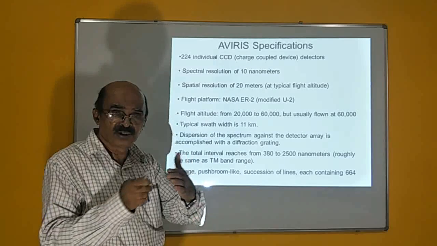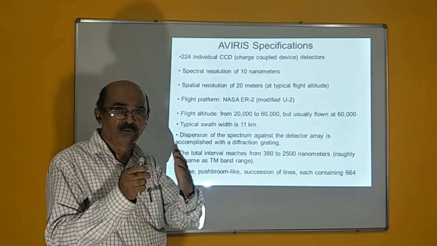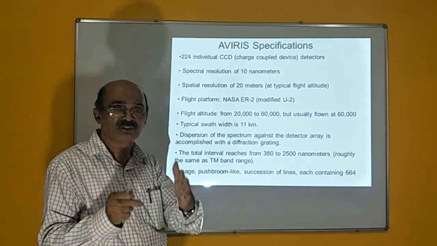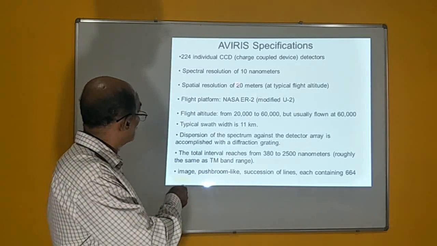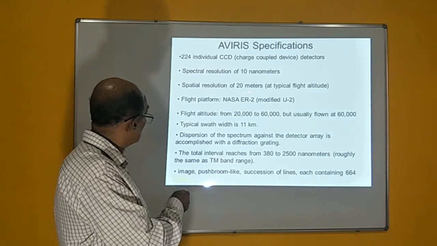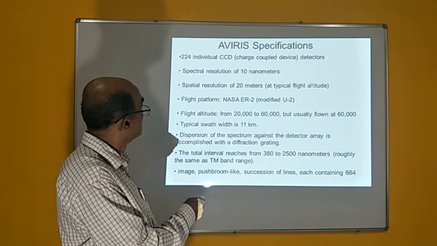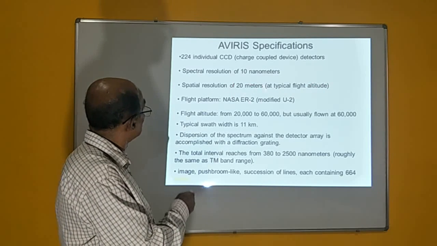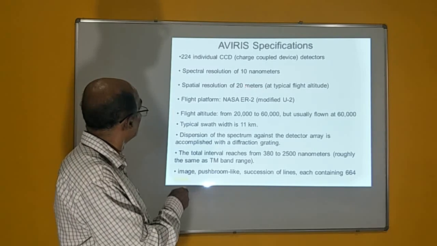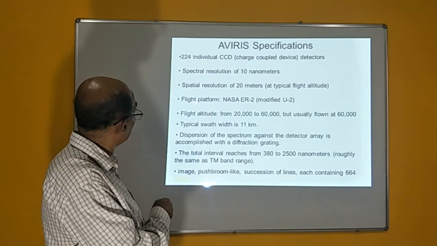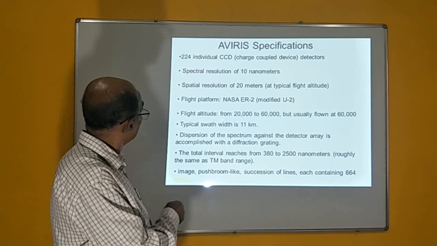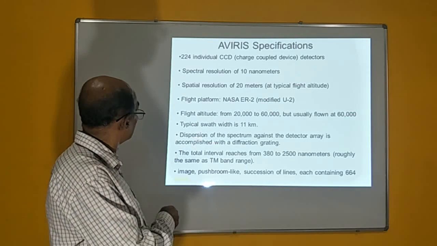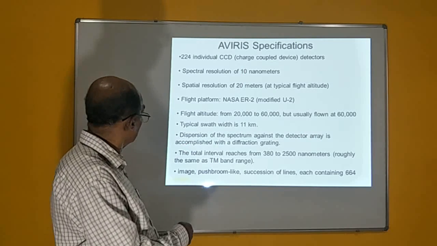Bandwidth means the difference between two. When I say 10 to 20, the difference is 10. That is the bandwidth, 10 nanometer. Spectral resolution of 10 nanometers. Then spatial resolution of 20 meters at typical flight altitude. The spatial resolution was also here a little bit high, 20 meters. Then flight platform, that is NASA's experiment using their aircraft. Then flight altitude and all. These are some of the specifications of this AVIRIS.